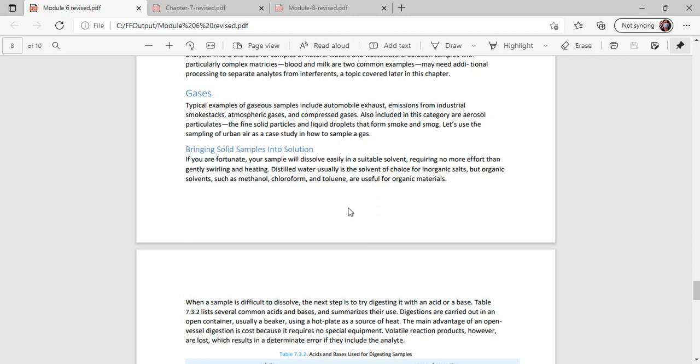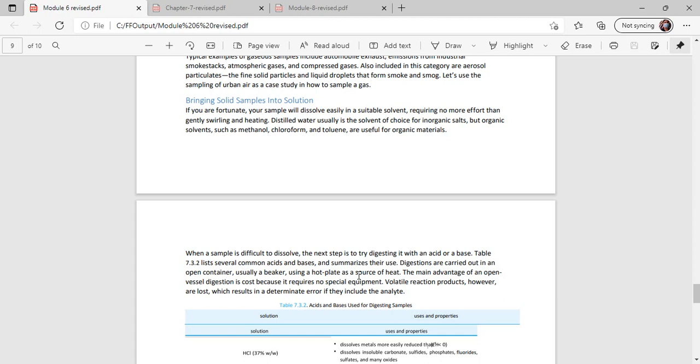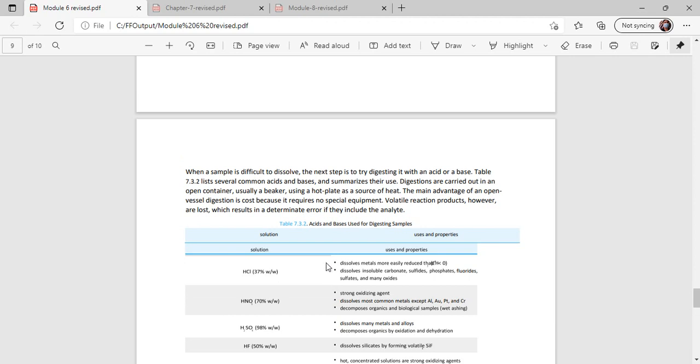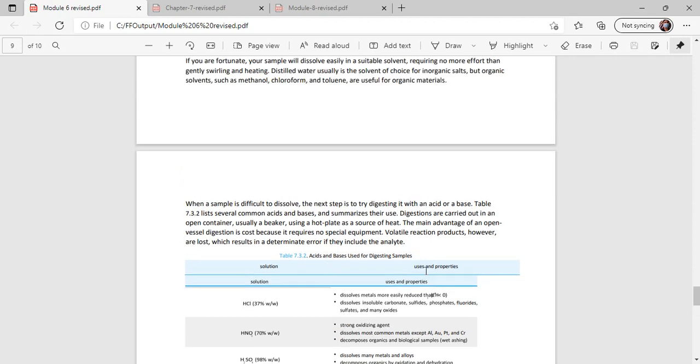If you are fortunate, your sample will dissolve easily in a suitable solvent, requiring no more effort than gently swirling or heating. Distilled water usually is the solvent of choice for inorganic salts, but organic solvents such as methanol, chloroform, and toluene are usually used for organic materials. When a sample is difficult to dissolve, you have here some solvents that will help you dissolve it.